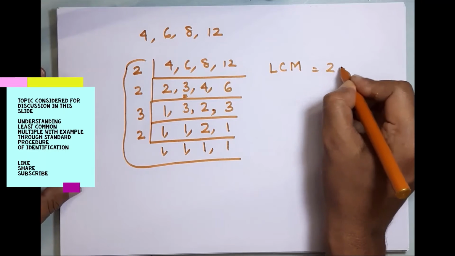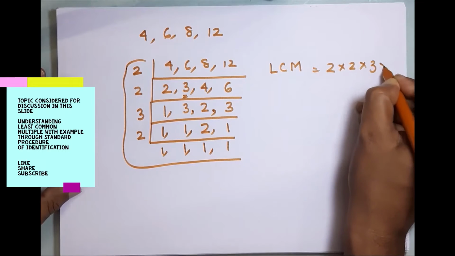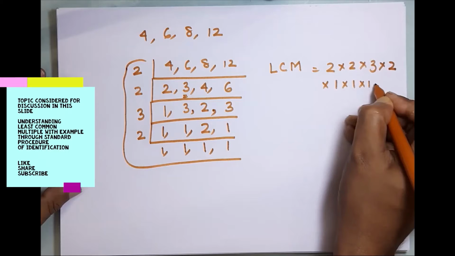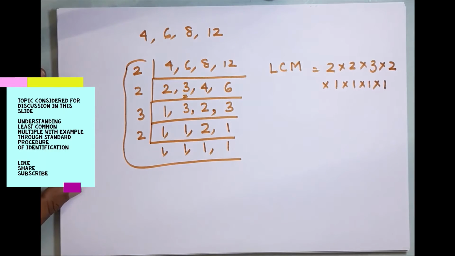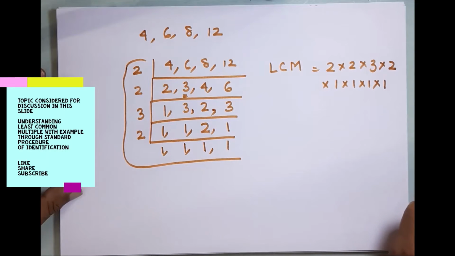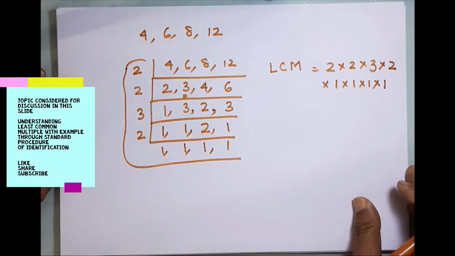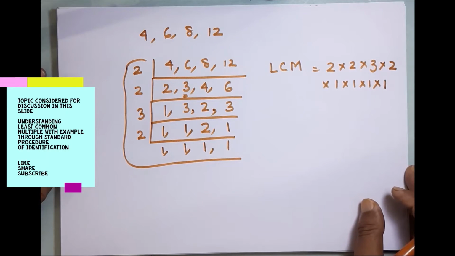So it will be 2 into 2 into 3 into 2 multiplied by all 1. Even if I don't write 1, it doesn't make any difference, because any number, if you multiply it by 1, the product remains the same number. But as it is a process, I have noted it down. While you are executing your problems, probably you would like to omit it, because this doesn't carry much significance.